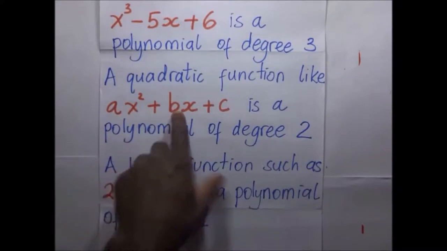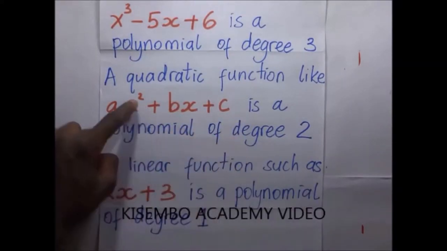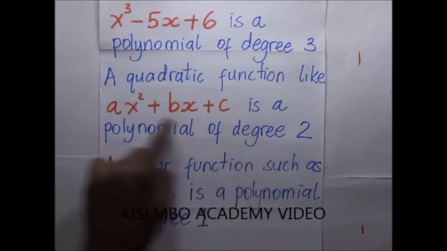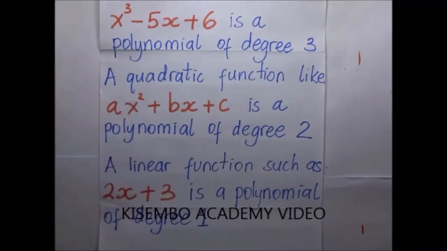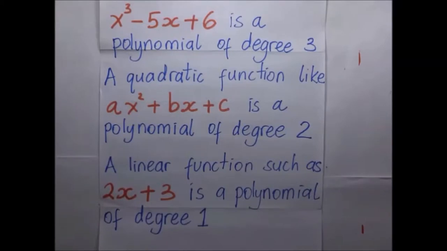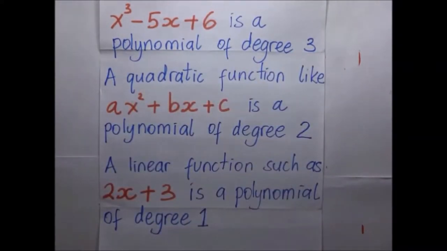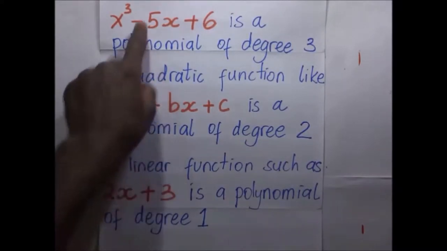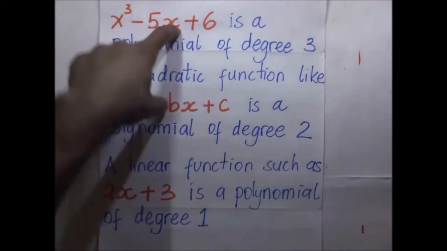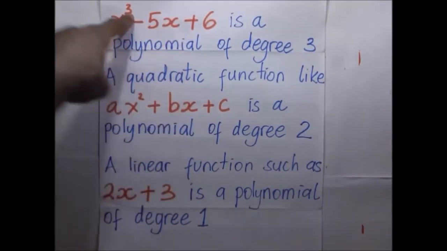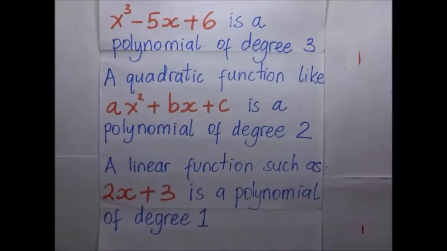Ax squared plus bx plus c is a polynomial of degree 2. And polynomials of degree 2 are what we actually call quadratic equations. Then a linear function is a polynomial of degree 1. Now, when we say degree 1, degree 2, degree 3, we are actually talking about the highest power in that equation. Because here, if you look at this one, for example, this x has got the power 1, but we will only look at the highest power, and that is how the name is baptized.